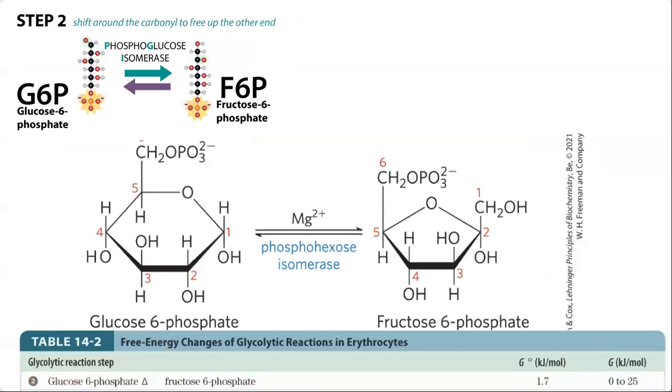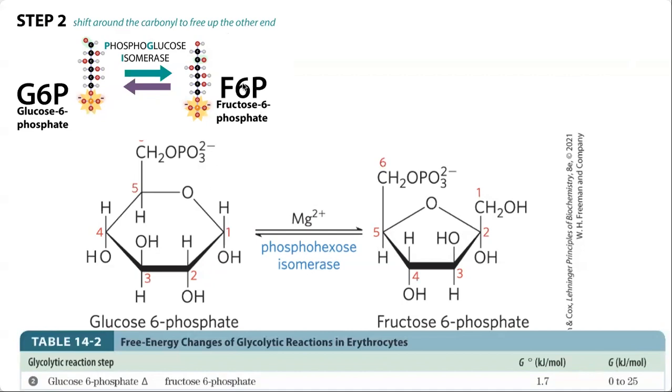Okay, what about the next step? Well, here we just have an isomerization reaction. We're not changing the number or the type of atoms. We're just shifting things around. So we're moving the position of this carbonyl, and this is going to free up this end hydroxyl group so that we can phosphorylate it. The enzyme that does this is phosphohexose isomerase, sometimes called phosphoglucose isomerase. So you'll see it called both of these things. You can see that it's got a pretty neutral delta G, so this is going to be easily reversible depending on things like the concentrations.